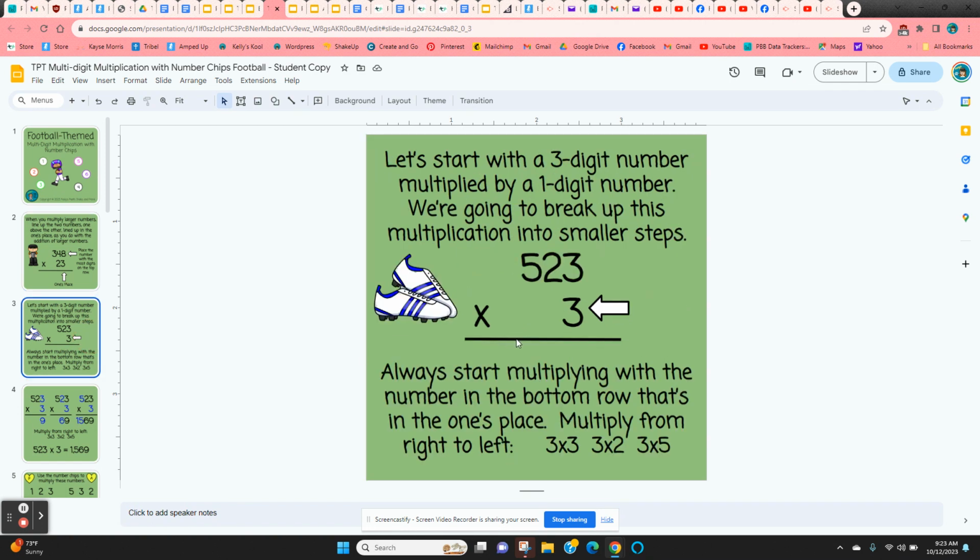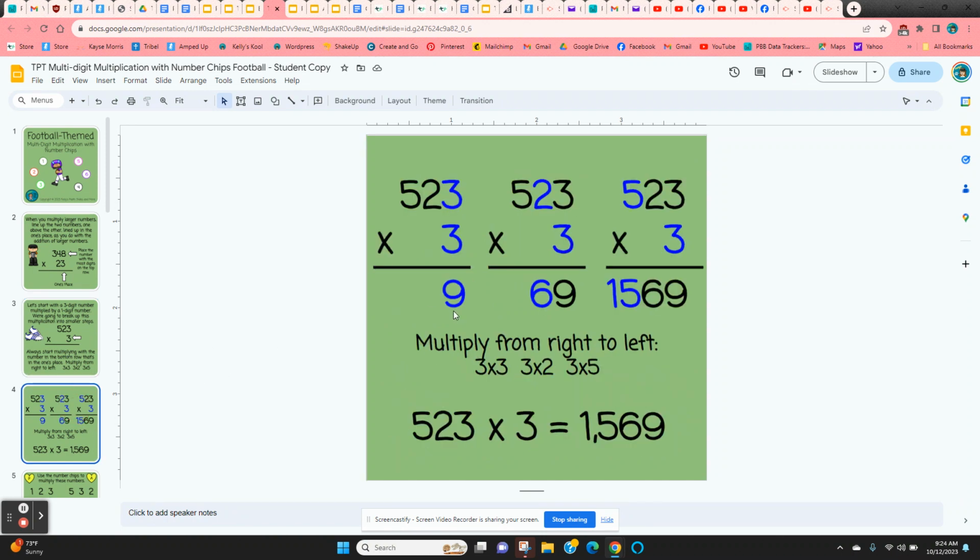They're going to be multiplying from right to left. So they always start multiplying by, in the second number, the bottom row, the number in the ones place. So from right to left, 3 times 3, 3 times 2, and then 3 times 5. The next slide shows how that works.